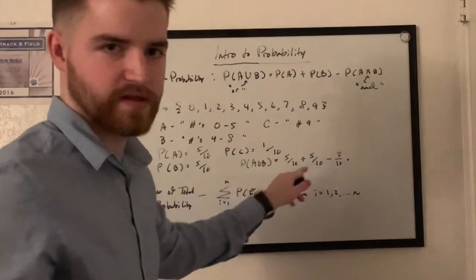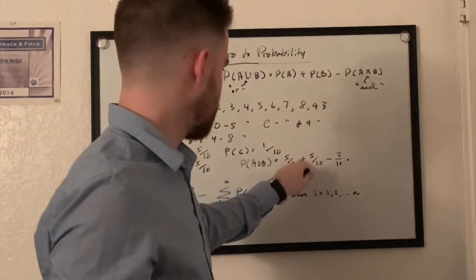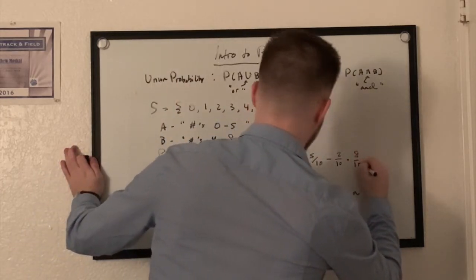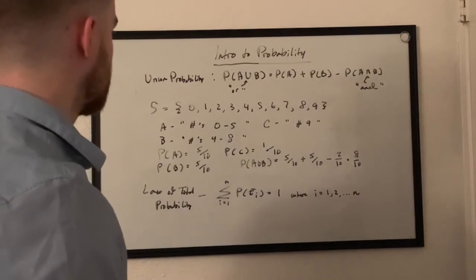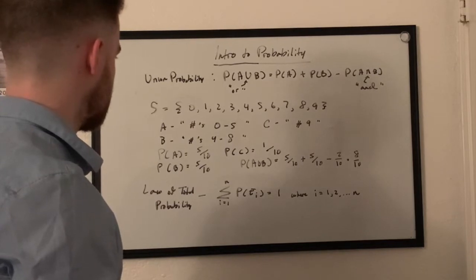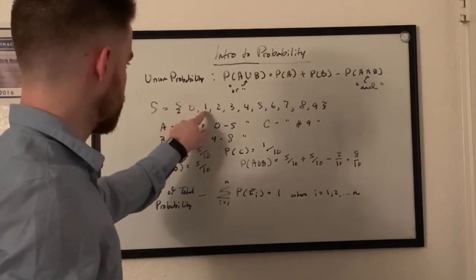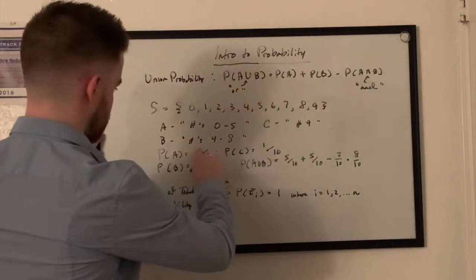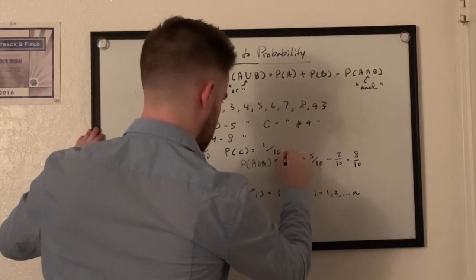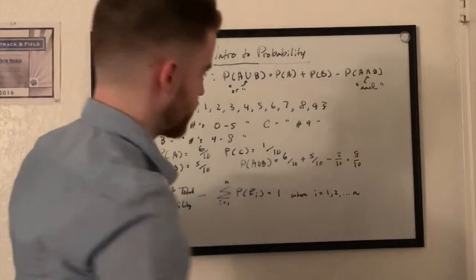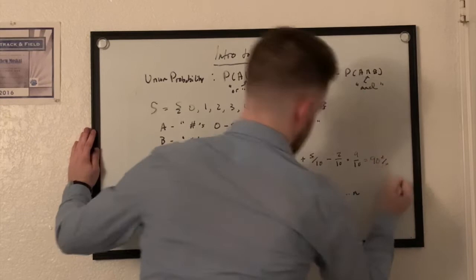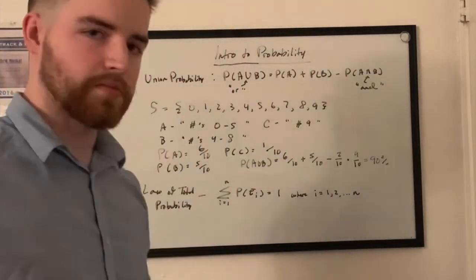This gives us 5 plus 5 is 10, minus 2 is 8. So that's 8 out of 10. So, yeah, 0 through 5, 4 through 8, and then 9. 0, 1, 2, 3. Oh, my bad. This should have been a 6. So yeah, that was my bad on the math. So 6 plus 5 is 11. 11 minus 2 is 9. So it's 9 tenths. That's 90%. The other 10% comes from event C.